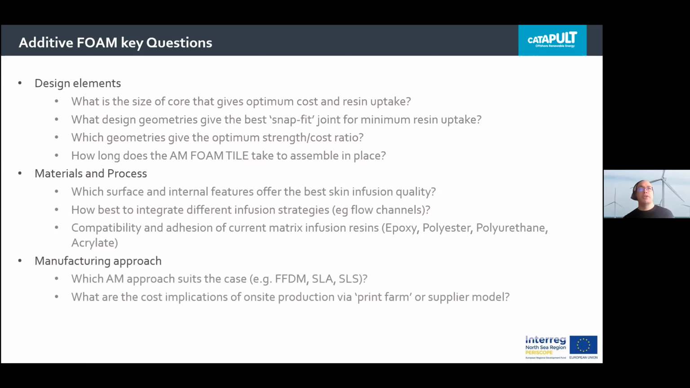And lastly, manufacturing approach. Clearly, FFF could be a winner here, but are there other possibilities of which other additive approaches would be suitable? And what are the cost implications of on-site production, whether you go for a supplier model where you have to ship foam as a kit to an OEM, or would the OEM basically be able to have their own on-site print farm? What are the economics of that? How does the cost modeling look around that? So there are some questions really to provoke thought in the group.